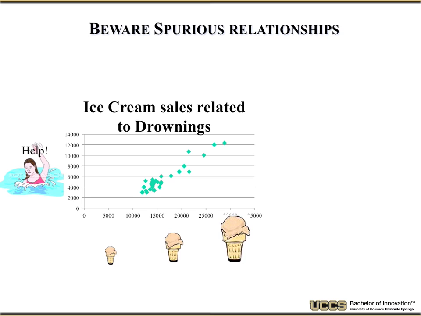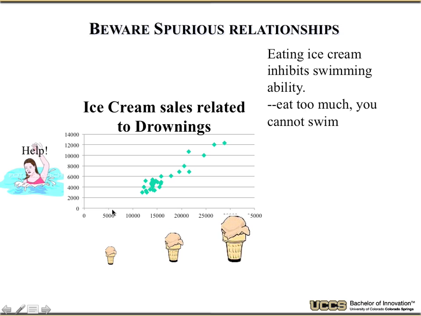This one might help drive home, which I've talked about this already. Right? Causality is not at all obvious from a relationship. So if we were to do a plot of how many people drown versus the sales of ice cream, this is real data. Okay? There is a strong correlation between sales of ice cream and drownings in whatever's town this was. Okay? And you might have the hypothesis that eating ice cream inhibits swimming ability. You eat too much, you cannot swim.